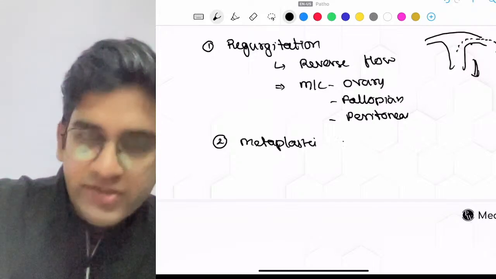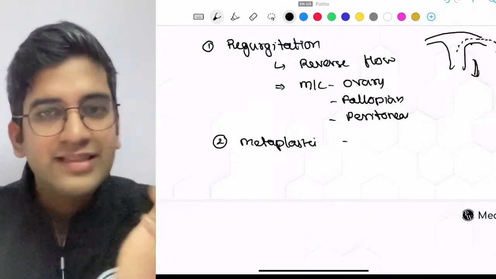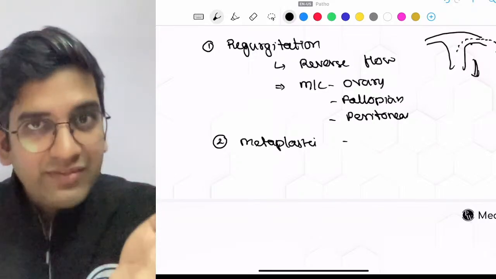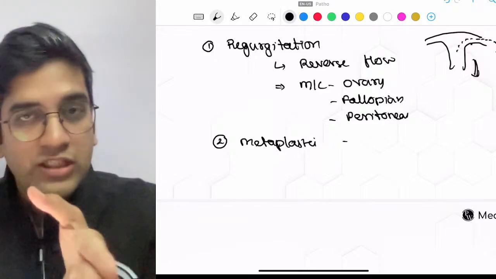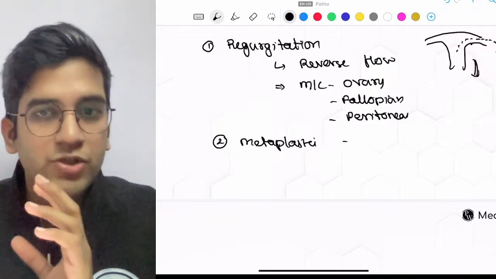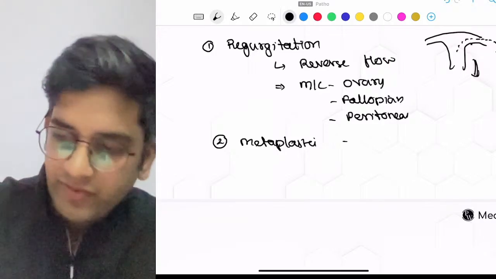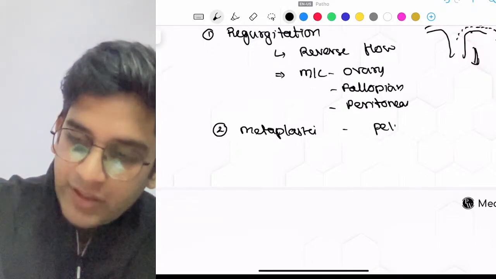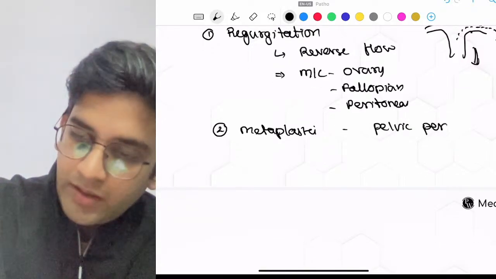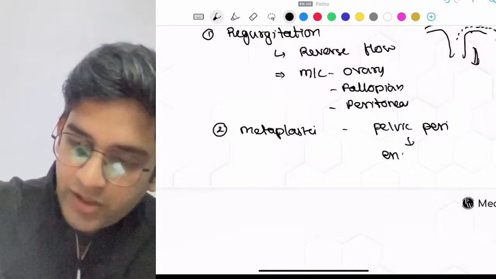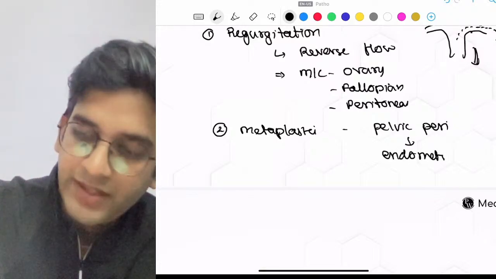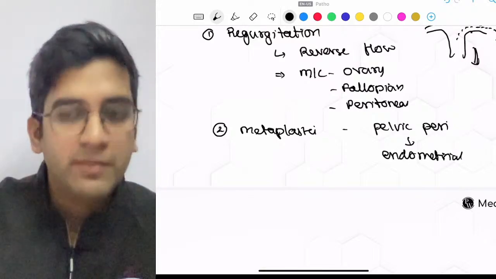So metaplastic theory is that the entire coelom, the coelomic epithelium, undergoes metaplasia. The pelvic epithelium becomes mesothelium, becomes endometriotic tissue. It can happen, right? It's metaplastic theory. So here the pelvic peritoneum is kind of becoming an endometrial tissue. It's a metaplasia, right? That's what I say, coelomic metaplastic theory.